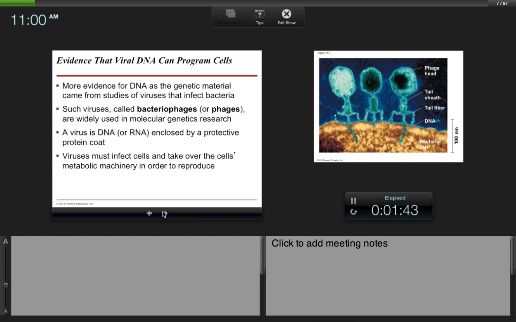More evidence for DNA as the genetic material came from studies of viruses that infect bacteria. Such viruses, which are called bacteriophages or phages, are widely used in molecular genetics research. A virus is DNA or RNA enclosed by a protective protein coat. Viruses must infect cells and take over the cell's metabolic machinery in order to reproduce.